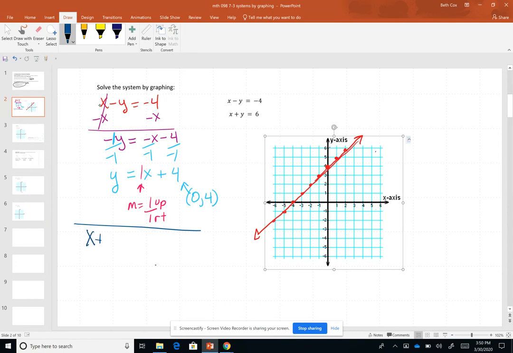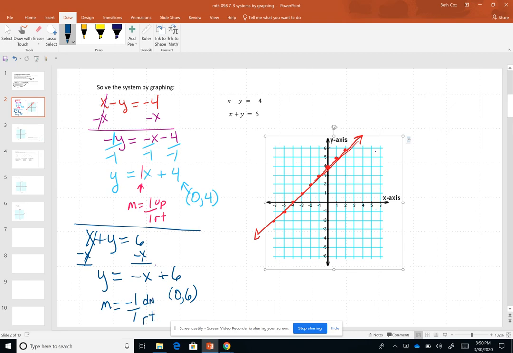Okay, the next one is x plus y equals 6. So I'm going to do the same thing. I'm going to subtract x on both sides. I'm going to get y is equal to -x plus 6. Now this time I'm not going to divide because there's nothing in front of my y. And so this is the point 0,6, and my slope is -1 over 1. So that's going to be down and right.